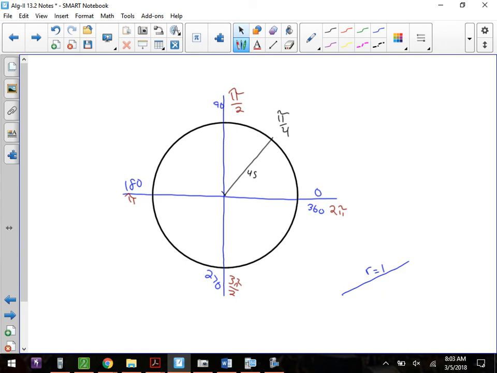Therefore, if I went this direction, what's halfway between 180 and 90? If I add 45 to 90 degrees, what do you get? 135. If I add a quarter to a half, what do I get? 3/4. So 3 pi over 4. If I go this way.